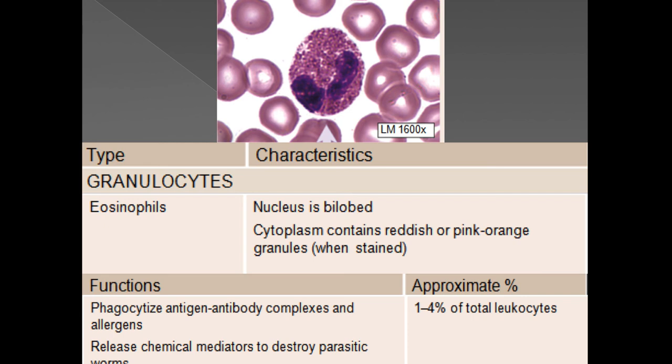Now, as far as the function goes, it is a phagocytic cell, and it eats pathogens that have antibodies attached to them. And we call this an antigen-antibody complex. So essentially, an antibody will go out and search for a pathogen, bind to it, and then that signals the eosinophil to eat it. It also helps to destroy parasitic worms. This is the second least abundant leukocyte.